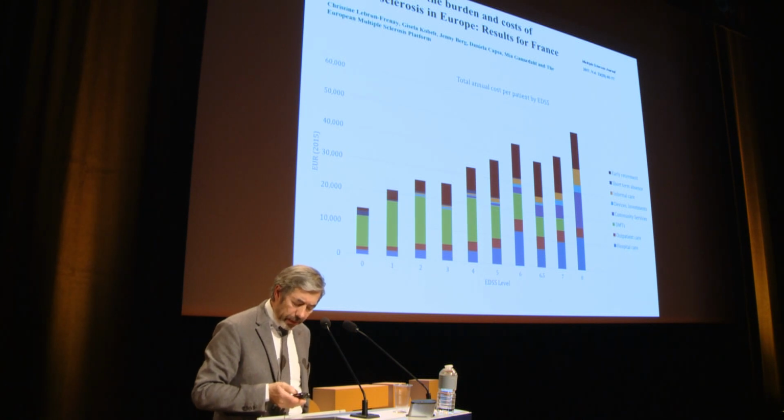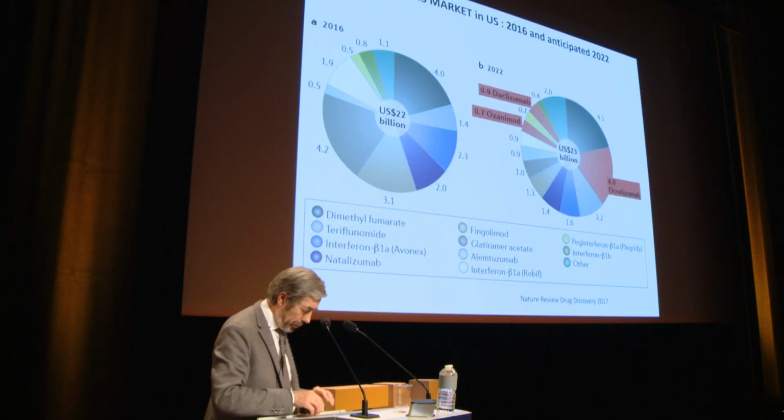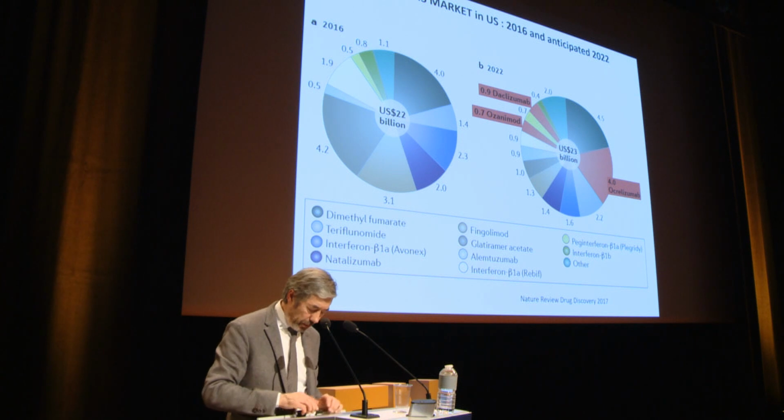So, healthcare has a cost. And I would like to remind you also of the cost of the treatments. This is a paper published in Nature Reviews Drug Discovery, not in September or October. And you see that the cost at the moment in the United States is $22 billion. And it will increase, and the anticipation for 2022 is 23 billion, with innovative treatment, and probably a shift also in our treatment strategies.